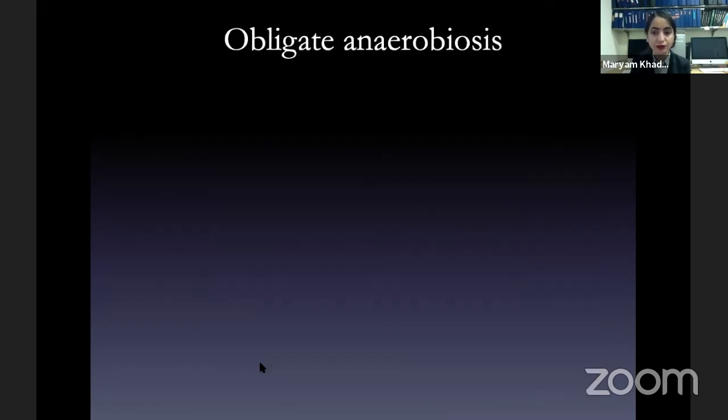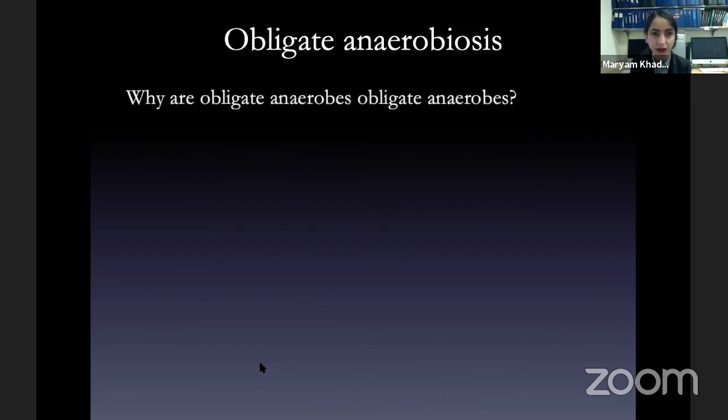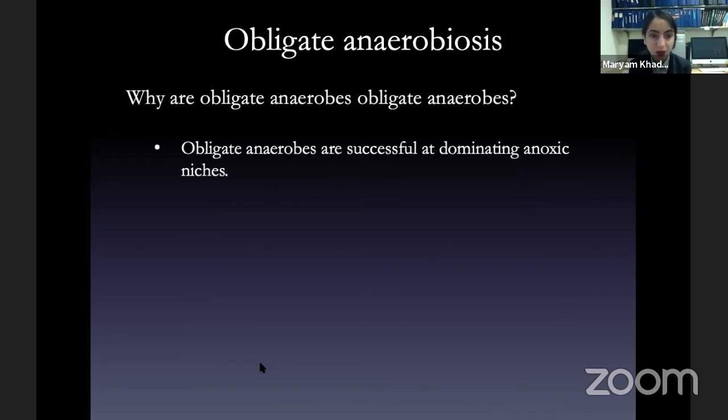Now, going back to the first two questions that we had in the beginning. What are obligate anaerobes? Putting the facts together, we know that obligate anaerobes are successful at dominating anoxic niches. In our gut, for example, which is an almost fully anoxic environment, obligate anaerobes outnumber facultative anaerobes by 4 orders of magnitude.